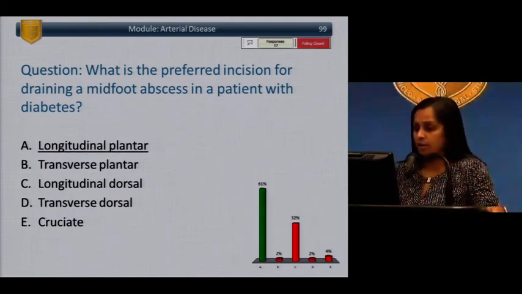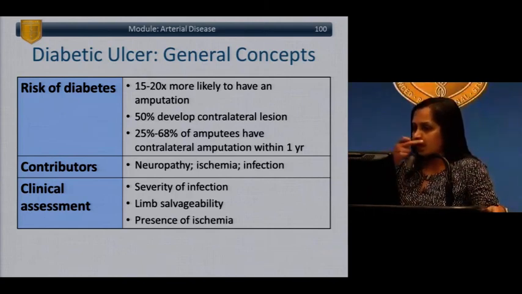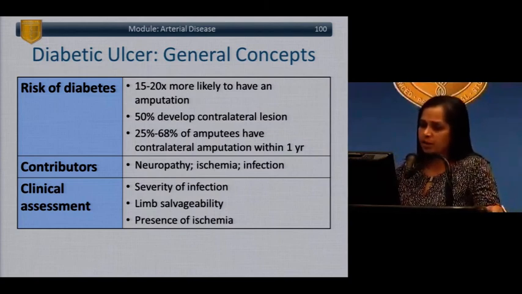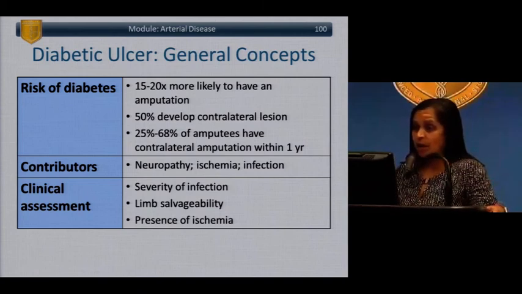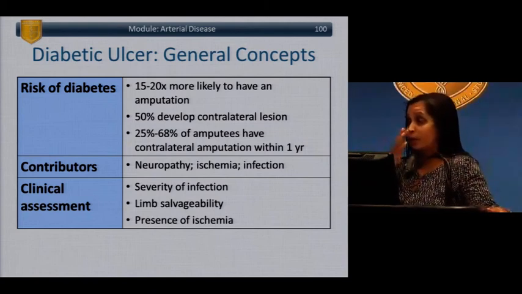The correct answer is longitudinal plantar. So in patients that present with diabetic foot ulcers, just to talk about some of the general concepts, diabetes results in a 15 to 20% increased likelihood of needing an amputation. In someone that has a lesion on one foot, there's a 50% risk of developing contralateral lesions. And anywhere from 25 to 70% of amputees will need a contralateral amputation within a year.